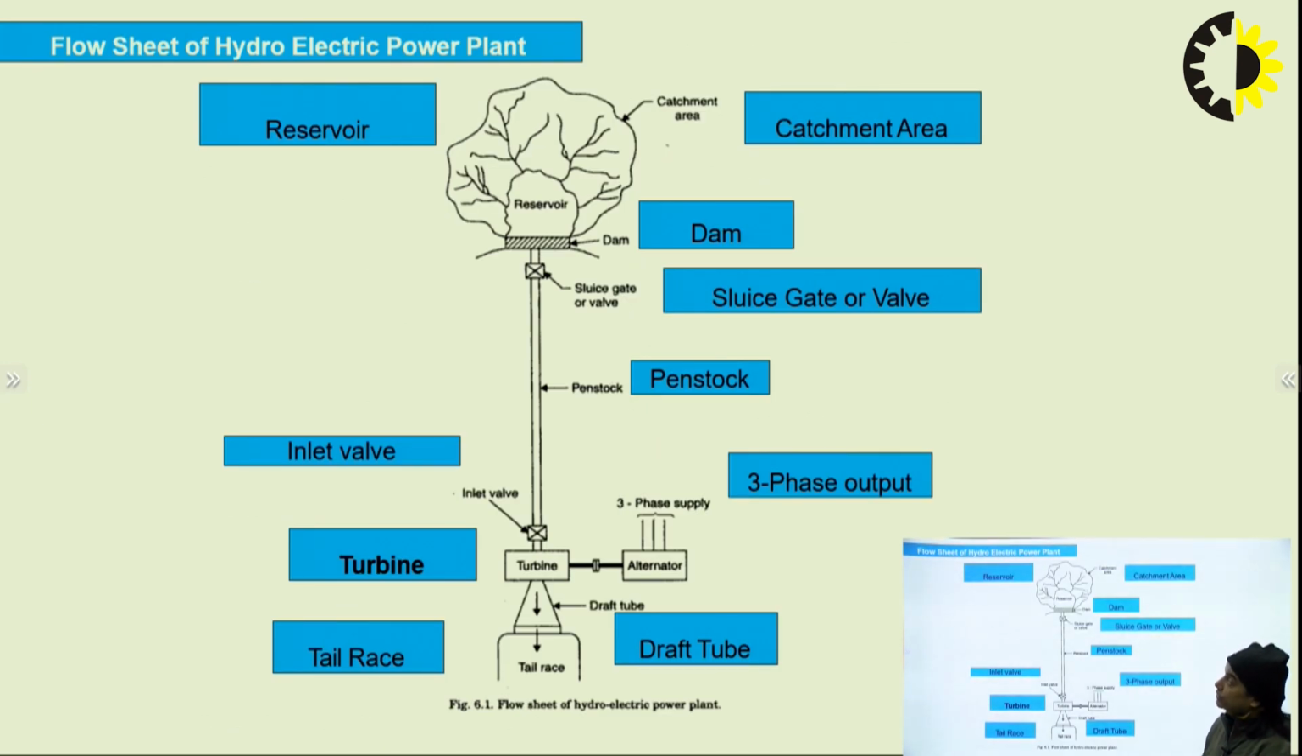So this is the flow sheet of the hydroelectric power plant. Okay, so this is the diagram that previously has been shown, elaborated here. So this is the reservoir area, this is the dam. Behind the reservoir there must be a catchment area. So the sluice gate is there. After the sluice gate to the inlet valve, this portion is known as the penstock. This is the inlet valve, turbine, alternator, and tail race.